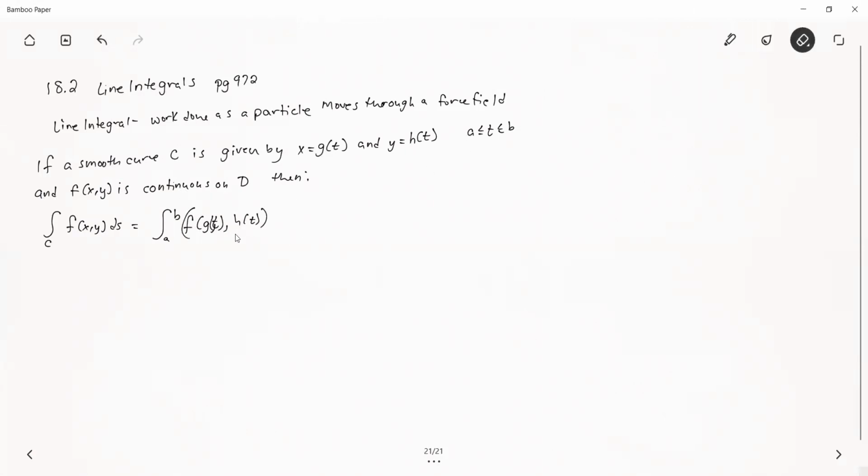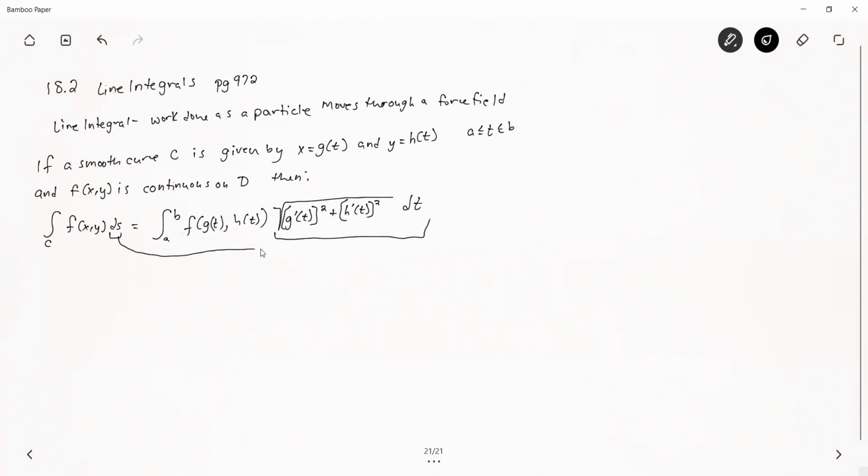That looks awful. Let me fix this. That was our g of t, h of t. I don't know why I put that outside parenthesis on here. Okay, so it's the function g of t, h of t, times the square root of g prime of t, quantity squared, plus h prime of t, quantity squared, dt. Where our ds is given by this piece right here. Okay, it's given by that piece right there.